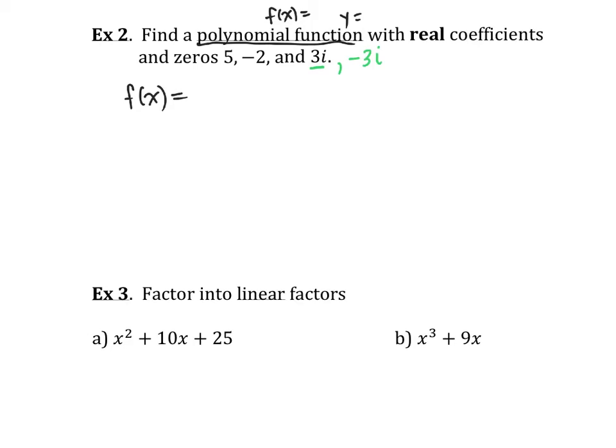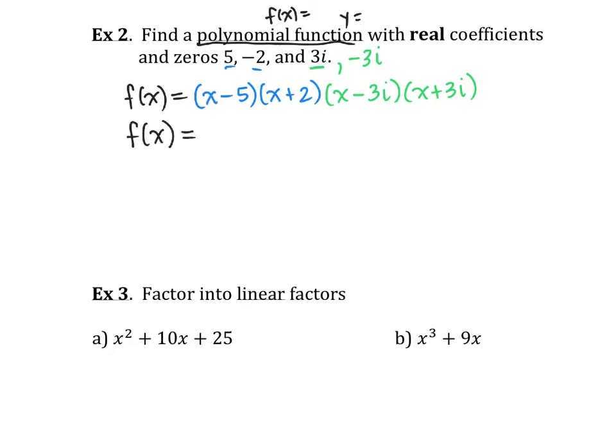The first zeros are 5 and negative 2, which means x minus 5 is a factor, x plus 2 is a factor. And then I have 3i and negative 3i are also zeros, so x minus 3i and x plus 3i must also be factors. This is not a unique polynomial function, so you could make this a more complicated equation if you would like, but I'm not because this is complicated enough as it is. When you write your polynomial function, they want you to put it in general form, so they want you to multiply it out. How you multiply it out, which ones you do first, is up to you.